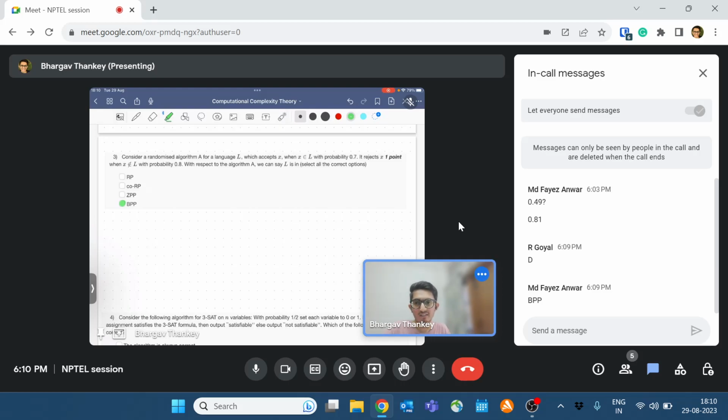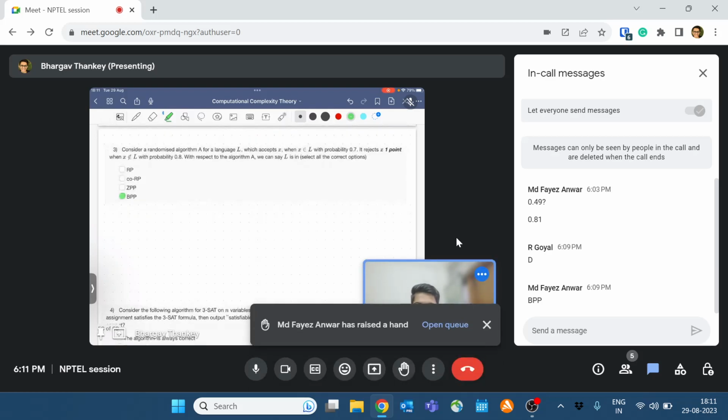Another way is to show that ZPP equals RP intersection co-RP. Since it's not in RP and not in co-RP, it can't be in ZPP. Okay, but why is this in BPP?